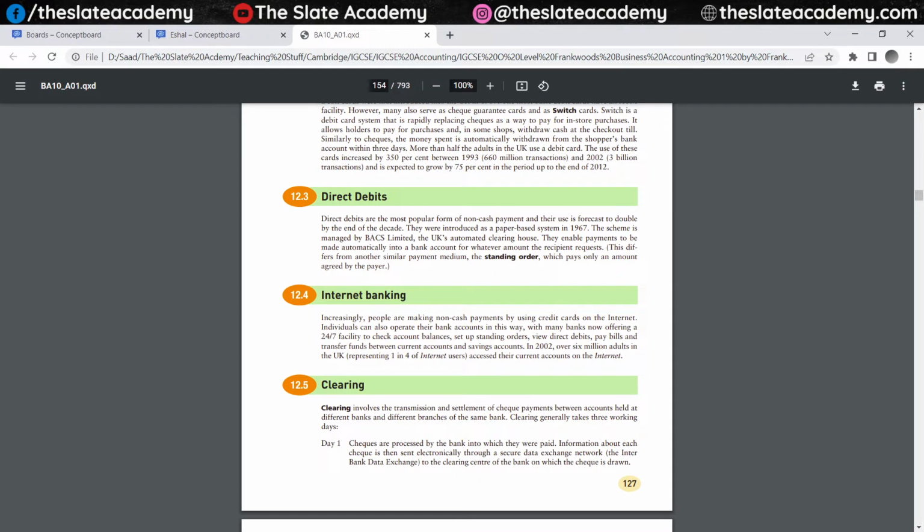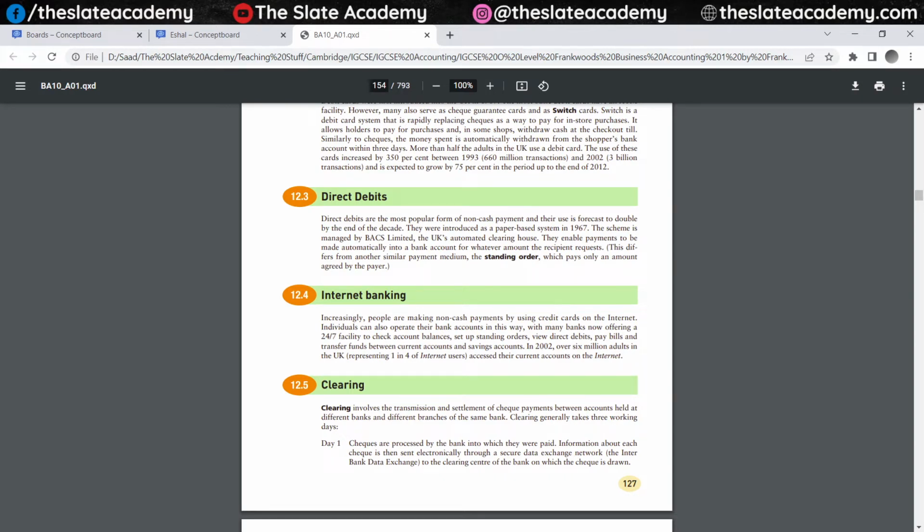Then there is this concept of direct debit. Direct debit is when you allow certain companies to collect money. For example, I have a website, and I've allowed them that every year on this date they have to collect a subscription fee. I've given them my bank account details, and they do that directly from my bank. So my bank account is directly debited.